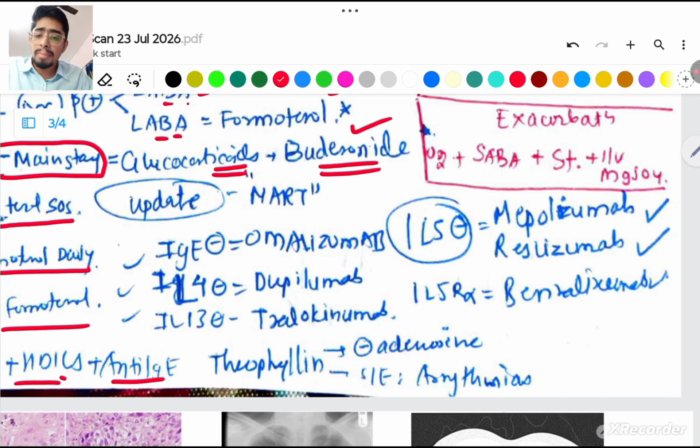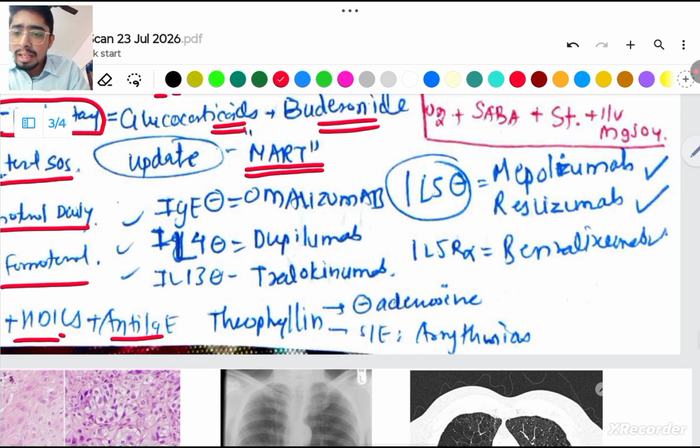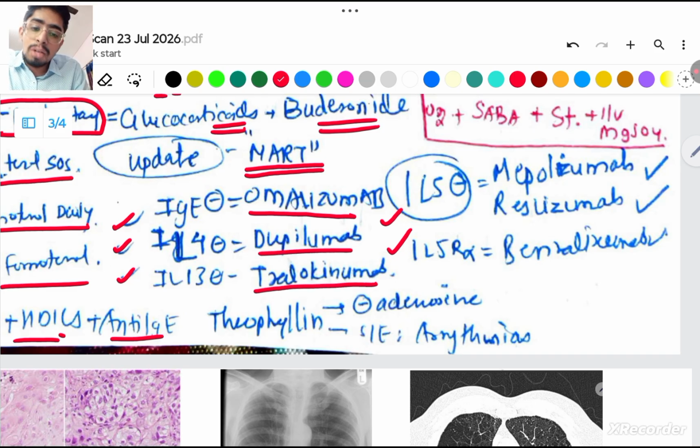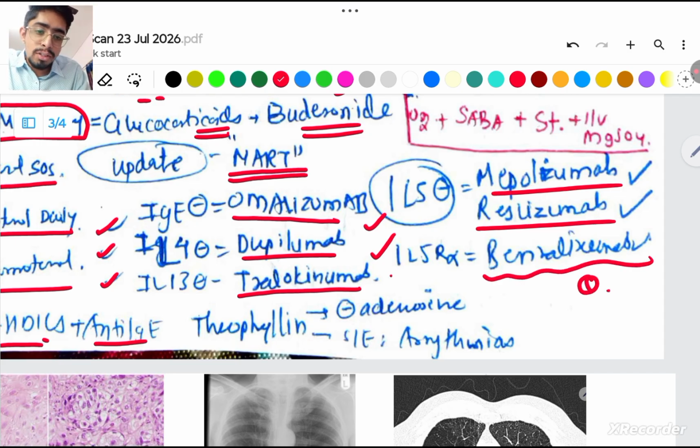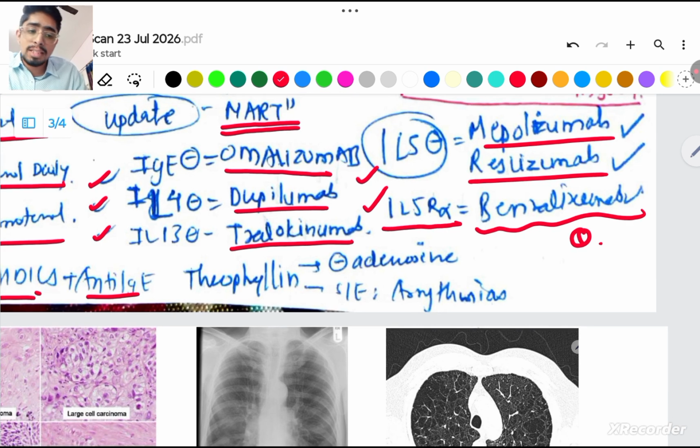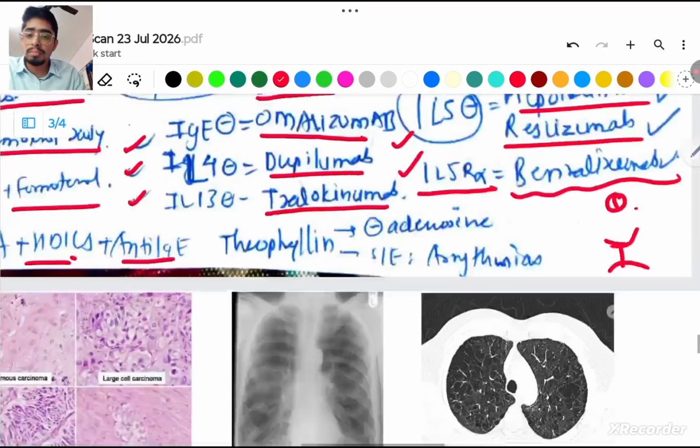Let's talk about the update, which is basically your MART. Now IgE, IL4, IL13, IL5, IL5 receptor, which drugs are these? IgE is basically omalizumab. IL4 is dupilumab. IL13 is tralokinumab. IL5 inhibitors are mepolizumab and reslizumab. Benralizumab has been asked. Okay, it is your IL5R alpha, so it is a receptor. It is a receptor for your IL5, and that is inhibited by benralizumab. Okay, these are the drugs.